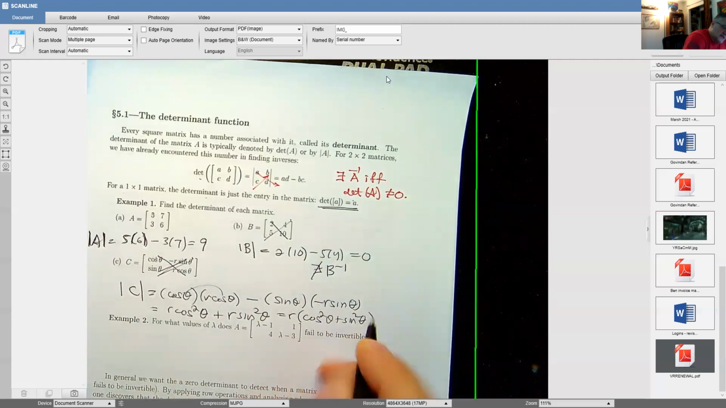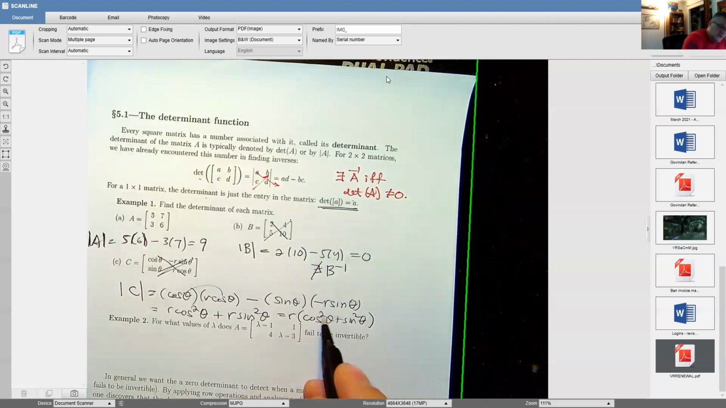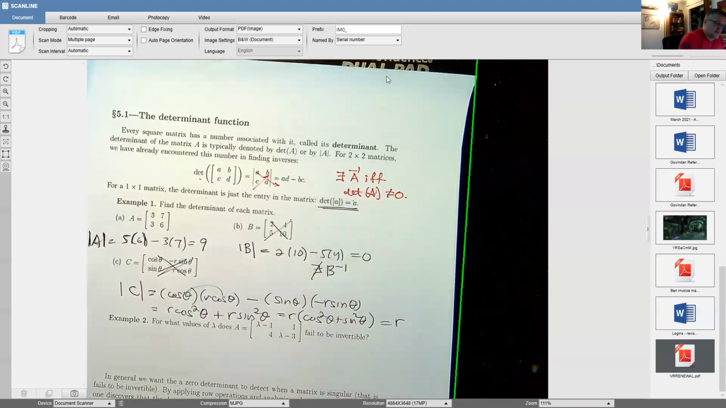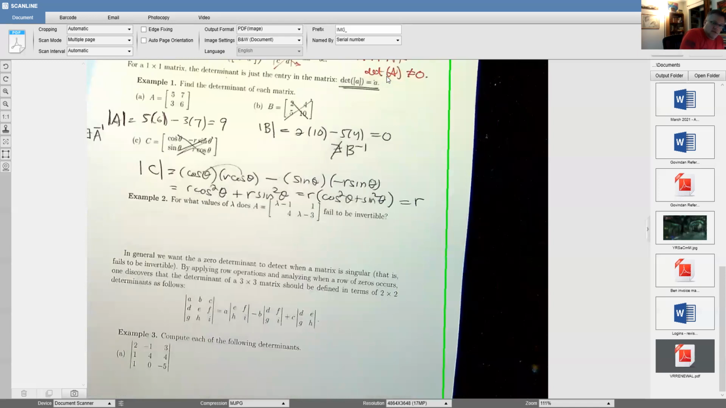And what we know is that since this theta is the same, cosine squared plus sine squared of theta is 1, that leaves you with just r. Okay, and so that is that fudge factor that occurs in double integrals.